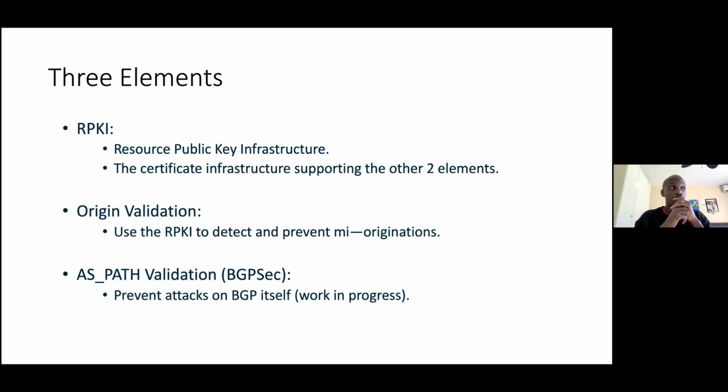It's been a work in progress since 2011, 12-ish. So yeah, it's not something that we can talk about right now, but hopefully at some point it does get implemented, because then AS path validation will be, I think, the holy grail coupled with RPKI or origin validation to ensure that we have a more secure BGP.